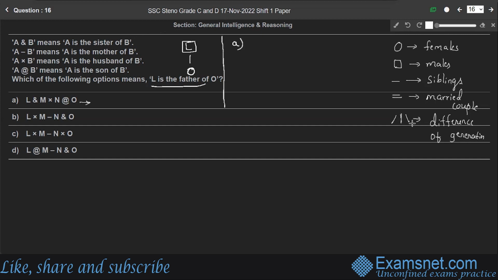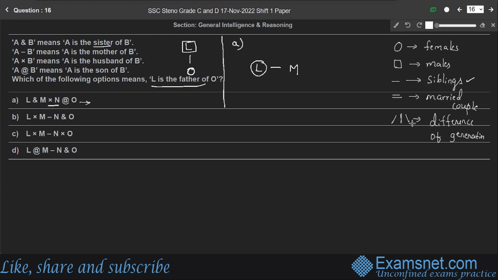Option A. Option A is L and M. L and M means the first person is sister of the second person. A and B means A is the sister of B. Therefore, L is a sister, which means L is a female. Is a sister of the second person means use the single horizontal line for siblings. Right? Next, M into N.